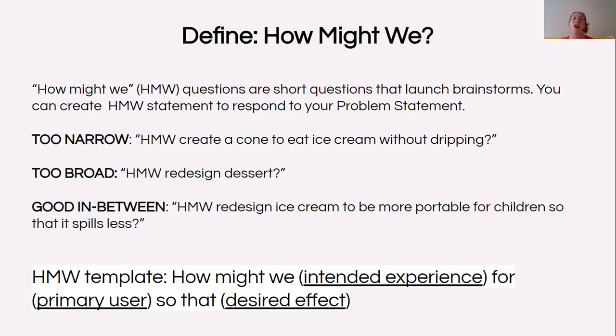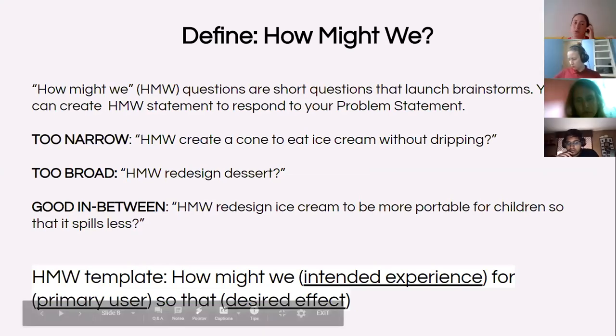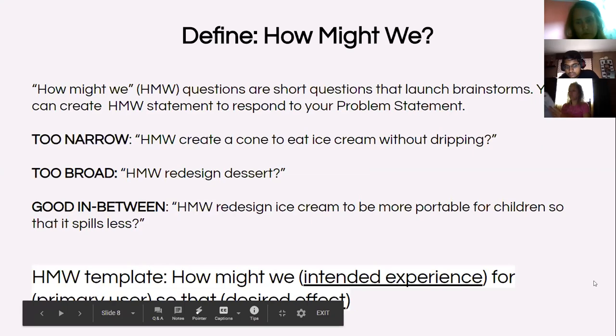So it's a direct response to your problem statement. Here it says, how might we questions are short questions that launch brainstorms. You can create how might we statements to respond to your problem statement. So here are some examples of what a how might we statement looks like. And if you've ever done anything with iZone before, or attended any hackathons, usually people generate questions that begin like this: how might we blank, like how might we do something?